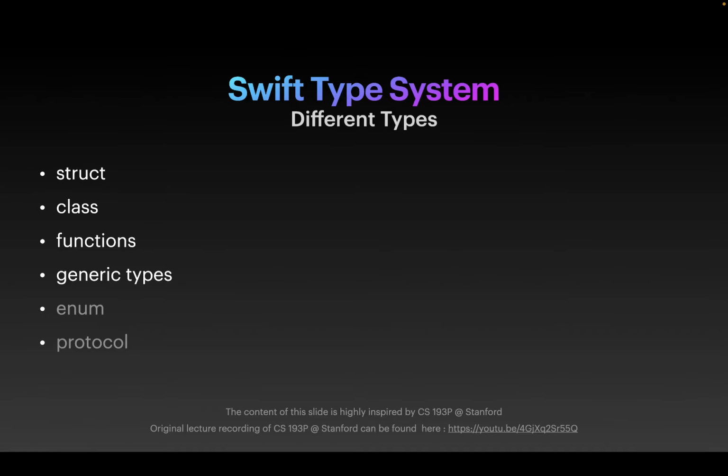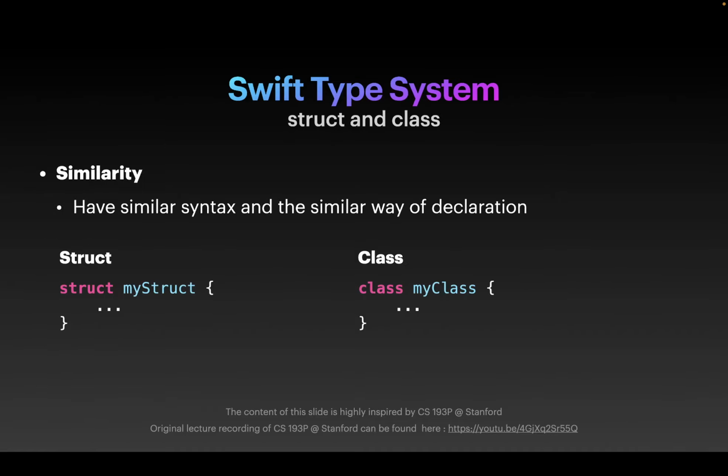We also have enum and protocol, but we're going to leave enum and protocol to maybe the next lecture or next week. So today we're going to focus on the top four. Now let's look at struct and class.